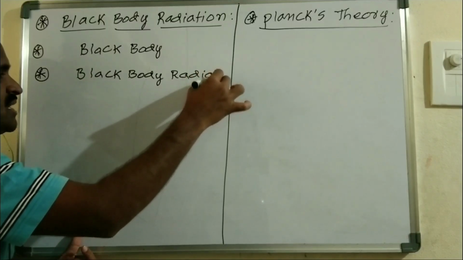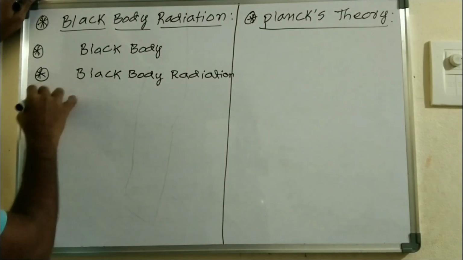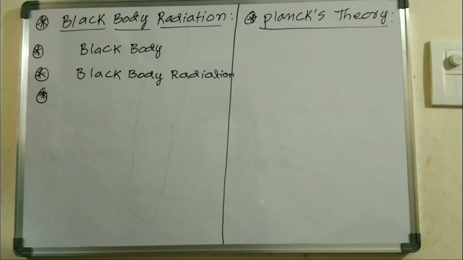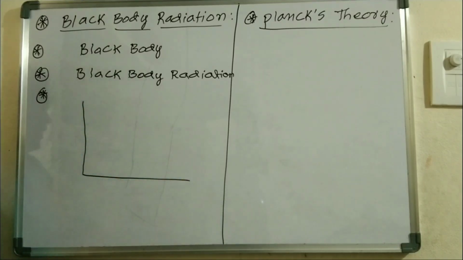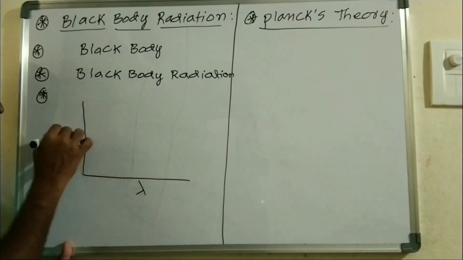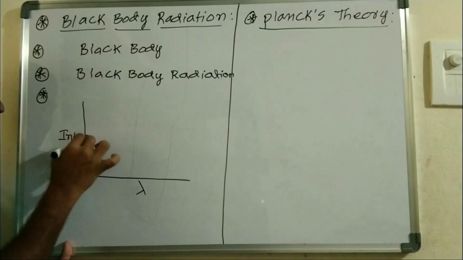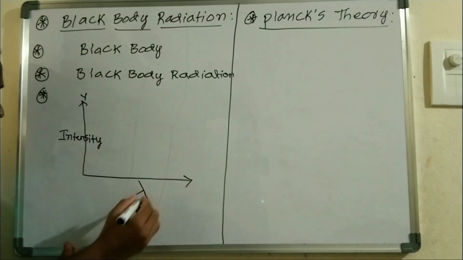To understand how black body radiation is produced, take a solid substance. Whenever this black body is heated to a higher temperature, it can emit a wide range of wavelengths. To understand this, consider the intensity of the radiation from a black body at different temperatures. Wavelength is taken on the x-axis and intensity is taken on the y-axis.